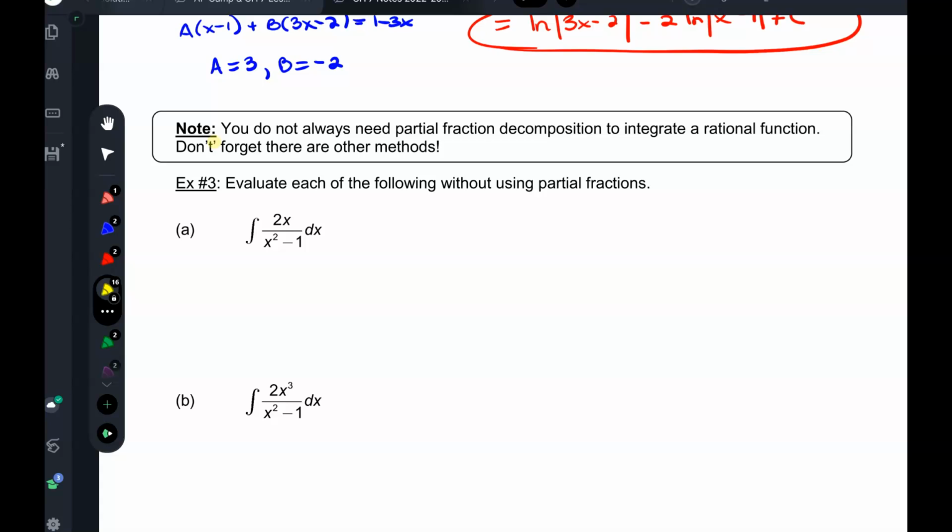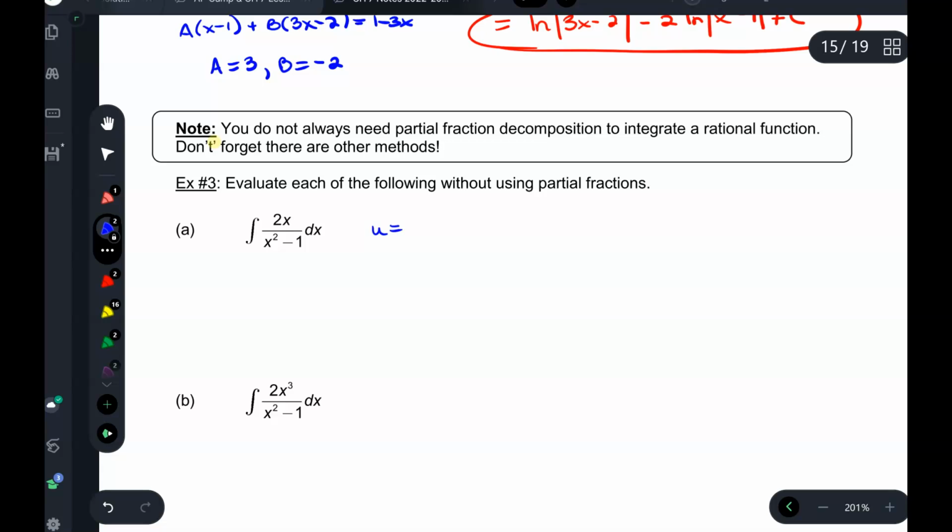Okay. Don't forget there are other methods. There are some of these sprinkled in the homework. So when you first look at it, don't just automatically assume it's partial fraction decomposition. However, you can do both. Can you factor x squared minus 1 and do x plus 1, x minus 1? Yeah, but it's so much easier to just use substitution here. You'll get the same answer in the end, right?